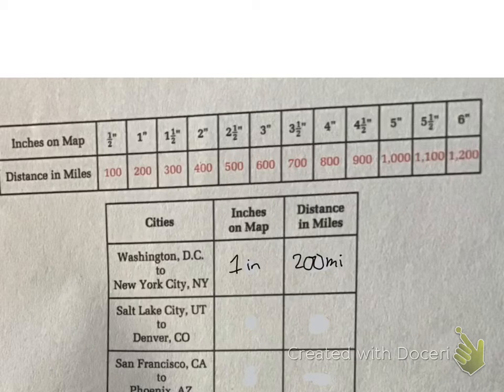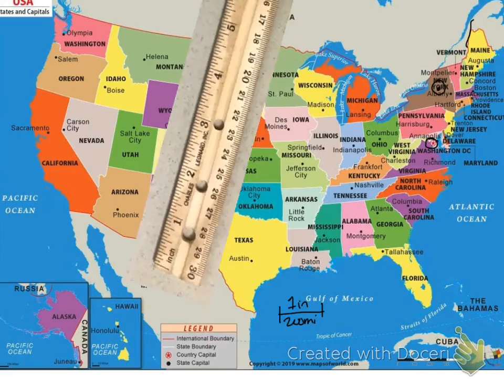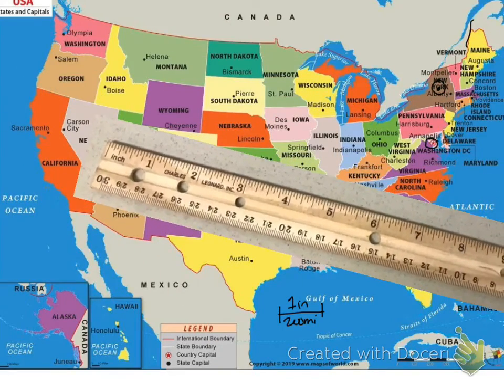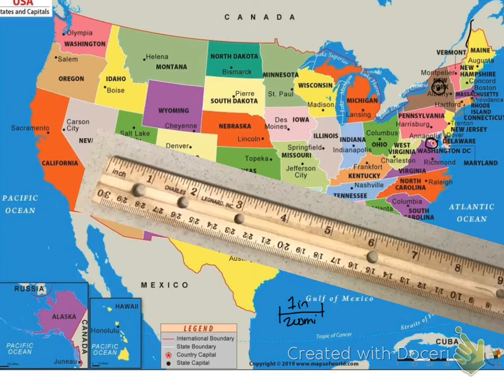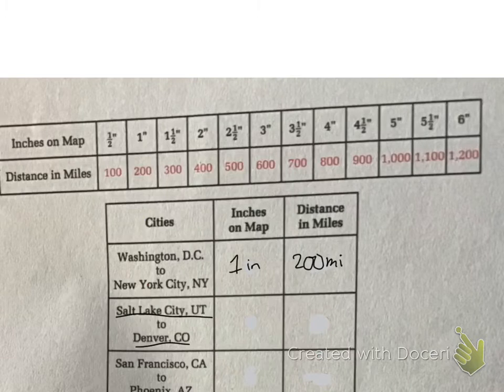The next one says Salt Lake City to Denver, Colorado. So if I went back with my ruler and measured the distance, it's hard to see on here, but the distance is going to be about 1.5 inches. Or it's about 2 inches. So if it's 2 inches, that means it will be 400 miles between Salt Lake City and Denver. And we're just going to do one more.